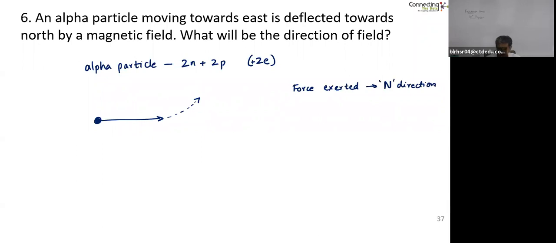Having determined that, we simply apply Fleming's left-hand rule with the middle finger in the direction of the motion of the particle, which is to the east, the force, the thumb, in the upward direction, and your index finger will be pointing into the surface of the screen. So the magnetic field, as given by Fleming's left-hand rule, is into the plane of the screen.